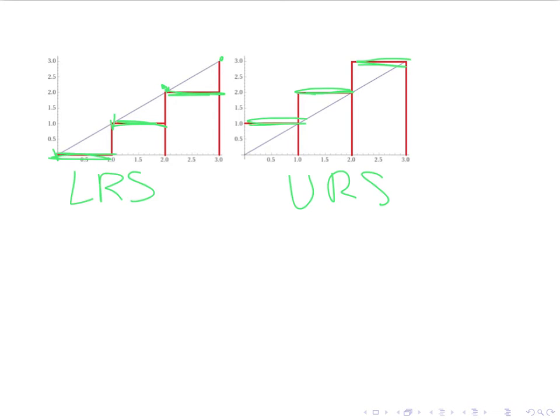And then again, our lower Riemann sum is kind of cutting off these sections here. So it's a smaller estimate than the actual area. And for the upper Riemann sum, we're adding in this area here, so I know that value is going to be too high. But again, the actual area is somewhere between them.